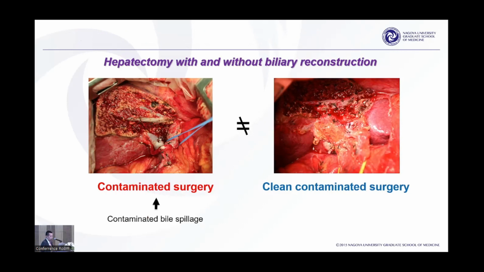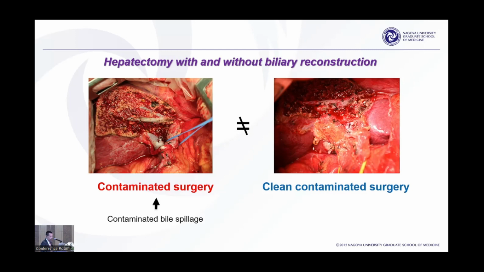There are some differences between hepatectomy with and without biliary reconstruction. One of the differences is the extent of surgical field contamination. Patients with perihilar malignancy often undergo preoperative biliary drainage, which causes bile contamination. The surgical field is contaminated by bile during hepaticojejunostomy. As a result, surgery for perihilar malignancy is classified as contaminated surgery.